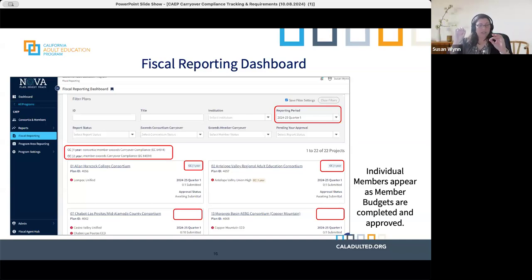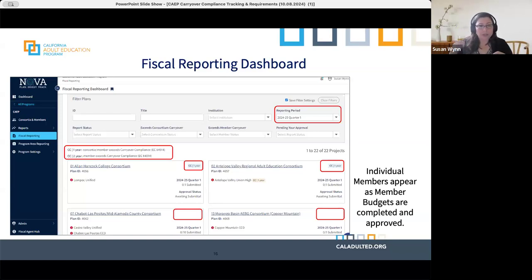If the flag is in the upper right-hand corner of the little box for the consortium and its members, then it means it's for the consortium. Otherwise, if it's for the member individually, it will appear after the member, as we can see in the Antelope Valley section.